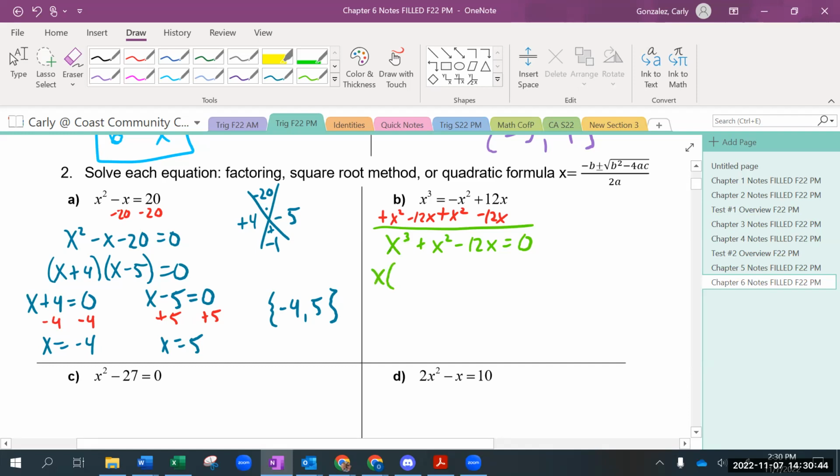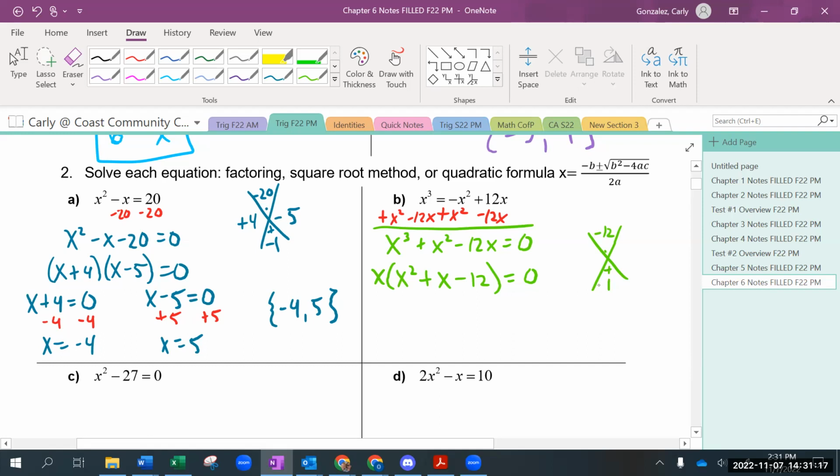So once I factor out one x from x cubed, I'm left with x squared. When I factor out an x from x squared, I'm just left with an x. And in that last term, we'll just be left with negative 12. Now, inside the parentheses, we have an x squared, an x, and a constant. So now we are able to apply what multiplies to negative 12 and adds to 1.